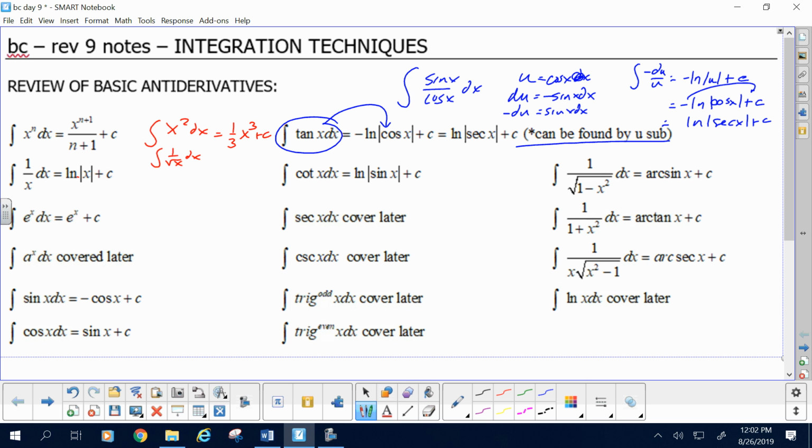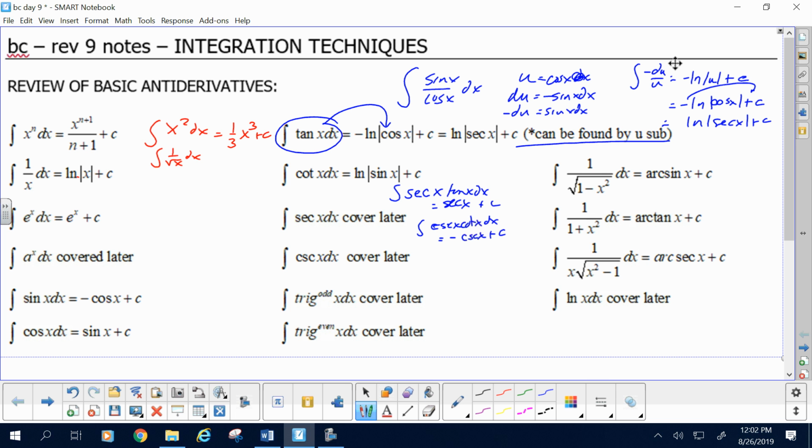Let's go. I didn't put these in. Would you drop these in here? What about secant tangent? What's that equal to? Secant, because that is the derivative of secant. So what about a negative cosecant cotangent? Negative cosecant. Sorry, I meant to have those in there.